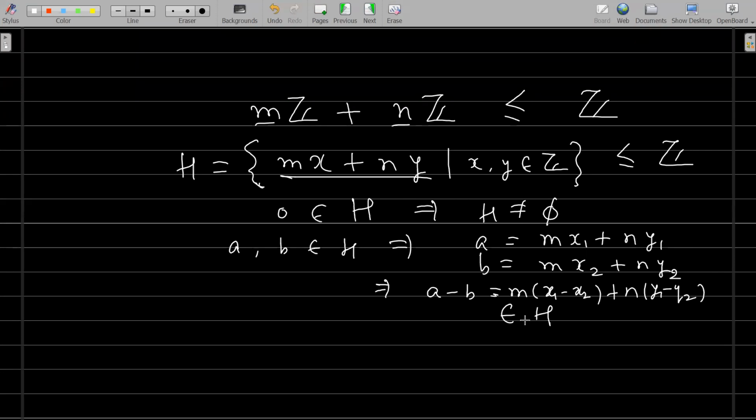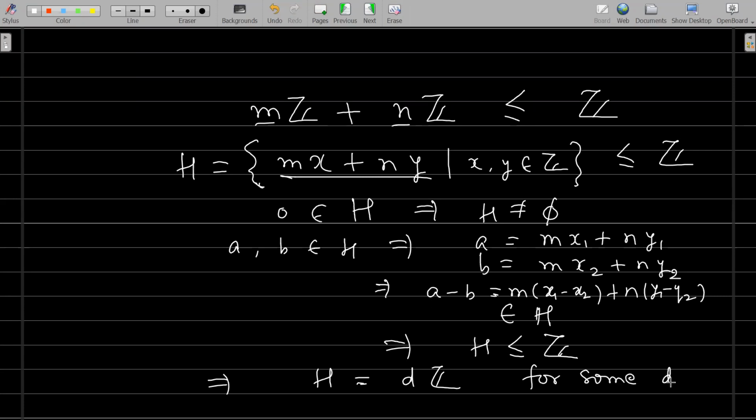Is it right? But that means what? Essentially, H is a subgroup of Z. But if H is a subgroup of Z, just now we have proved every subgroup of Z must be of the form some multiple of Z, I mean some MZ type. So this implies H must be some DZ type for some integer D.